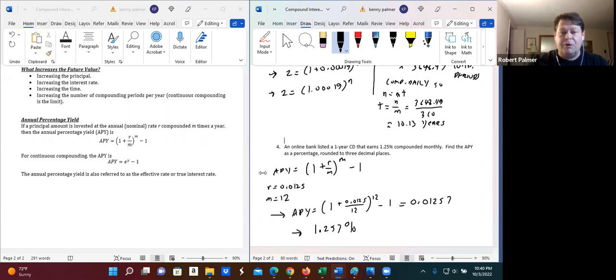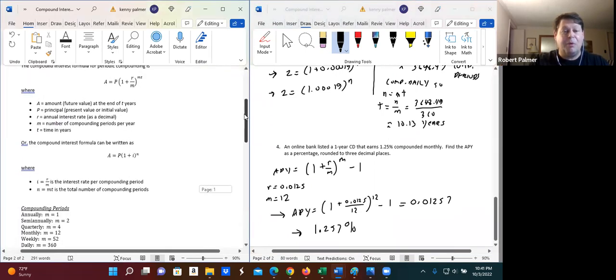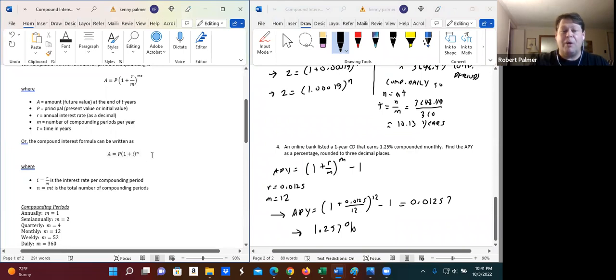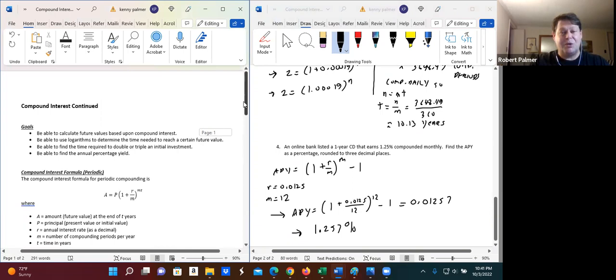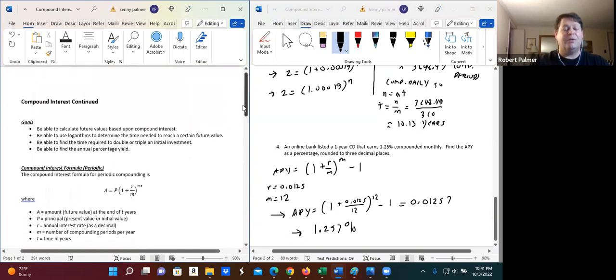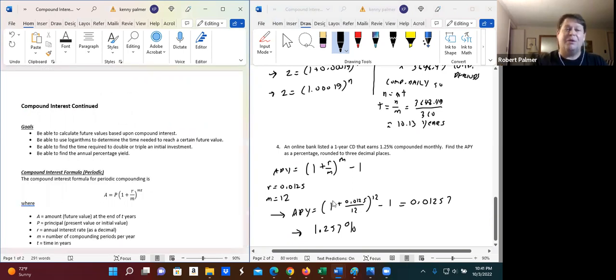So what we've learned today is more about compound interest, and a different way to write the formula, a more compact way. We learned to solve for the time it takes for a certain amount to grow to a future value. We also learned how to calculate a doubling time or even a tripling time using the same concept. We also learned how to find the annual percentage yield for compound interest.